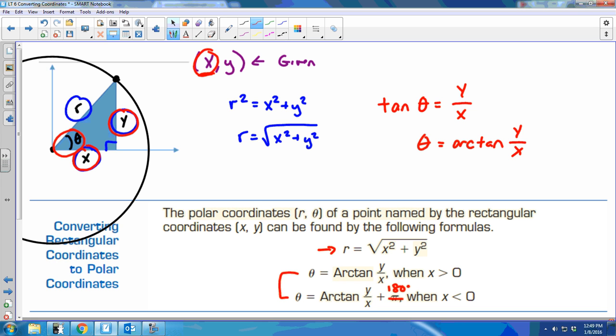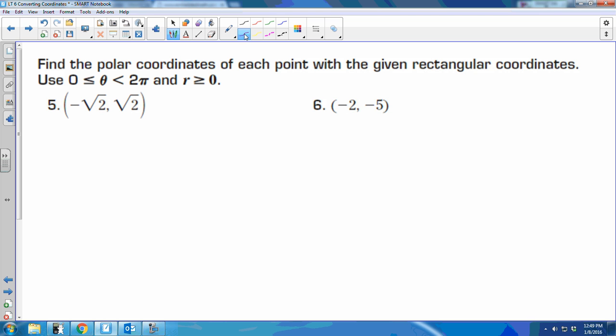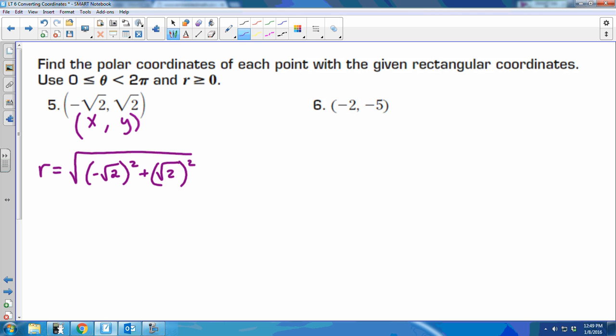All right, so let's do some examples. I'm going to do one, then you're going to do one. So you're given a rectangular coordinate. This is an x, y. So the first thing you want to do is find r. So r equals the square root of negative square root of 2 squared, plus the square root of 2 squared. What is the square root of 2 squared? 2. And what is 2 plus 2? That's 4. And what's the square root of 4? 2.